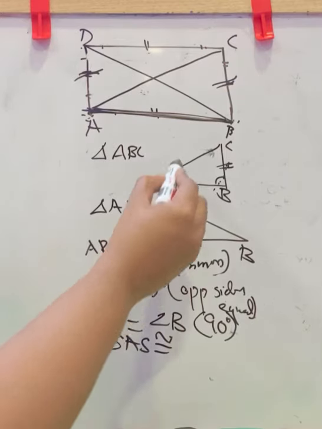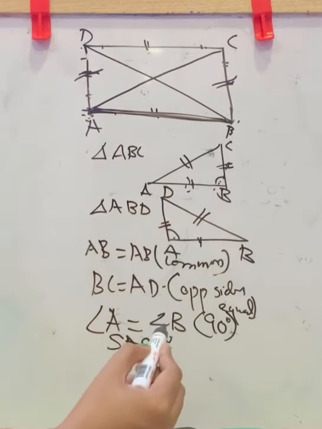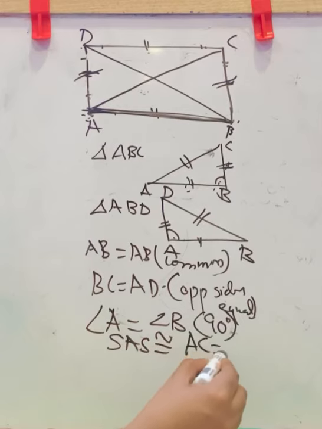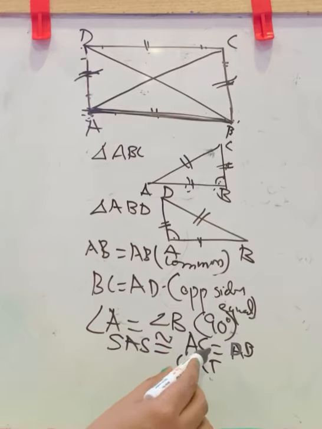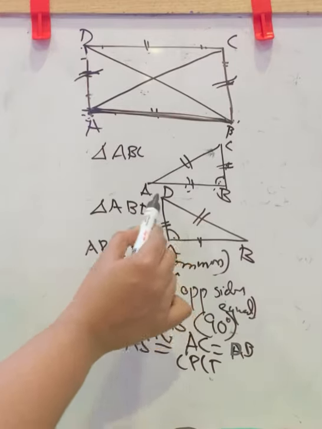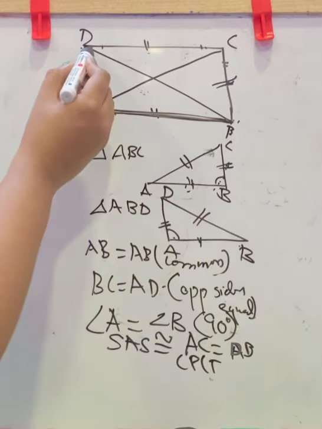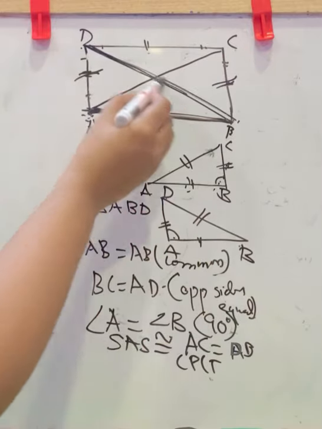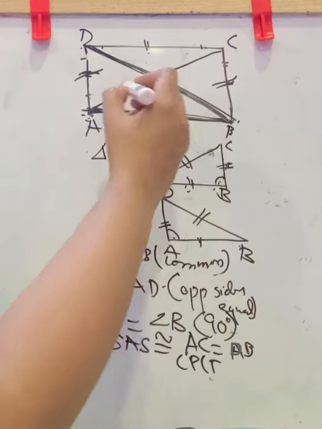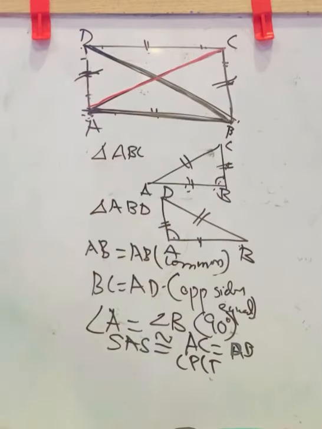So we can say this length and this length will be equal. That is AC equal to DB. CPCT, corresponding parts of congruent triangles. If these two lengths are equal, which is this length? DB, right? DB means this length is equal to AC. AC is this length. Both are the diagonals. So we got in a rectangle, diagonals are equal length. This diagonal and this diagonal have the same length.